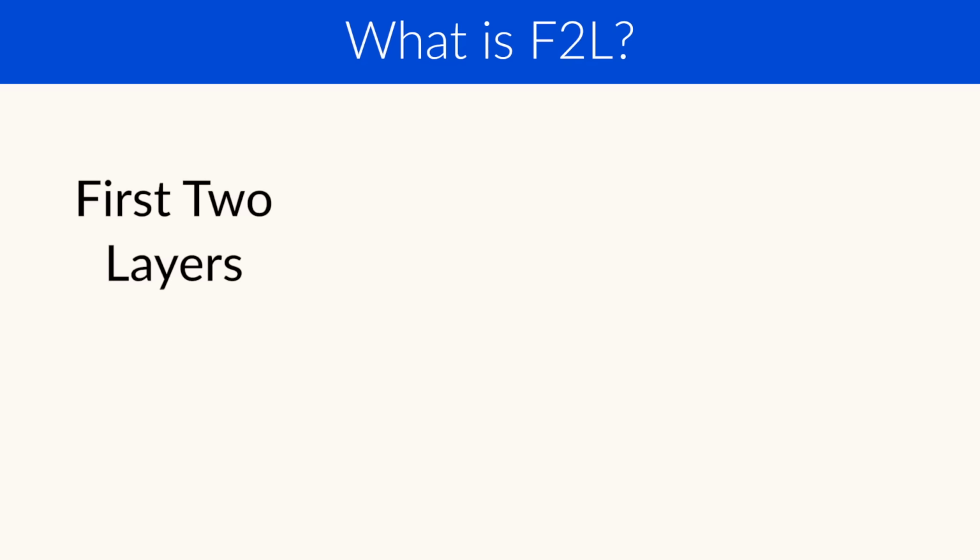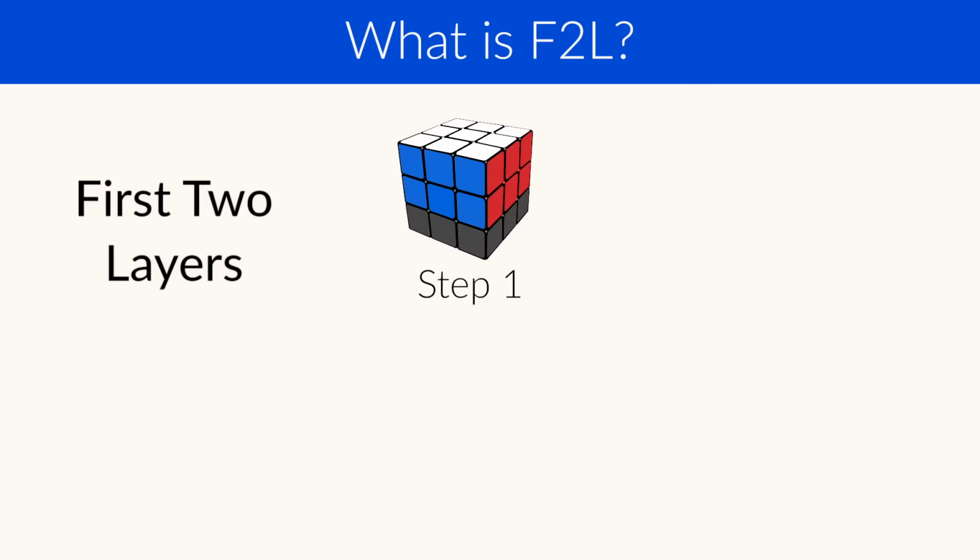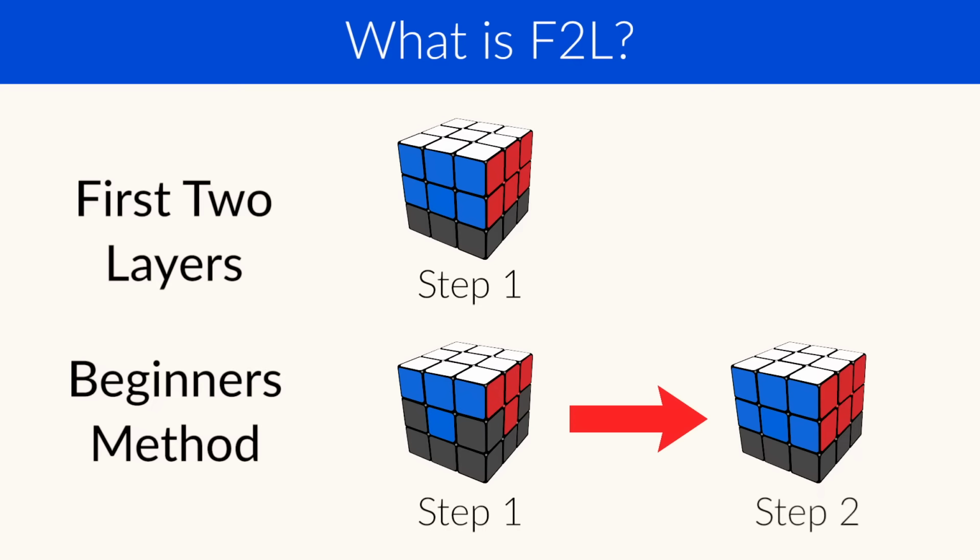So F2L stands for first two layers, meaning you can solve both the first and the second layer at the same time, rather than doing all the first layer corners first and then the second layer edges, like what happens in beginner's method.